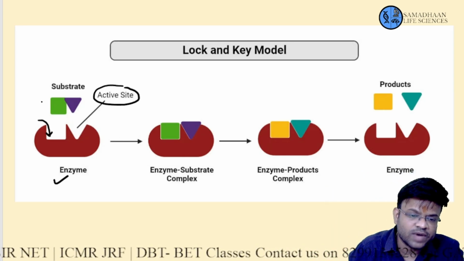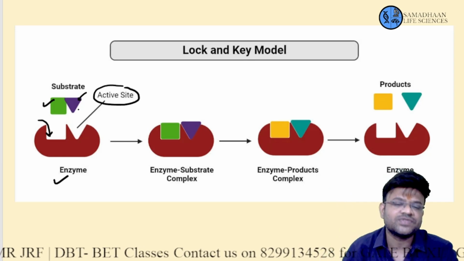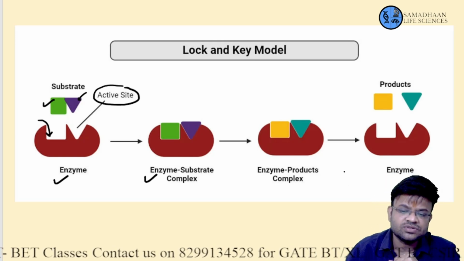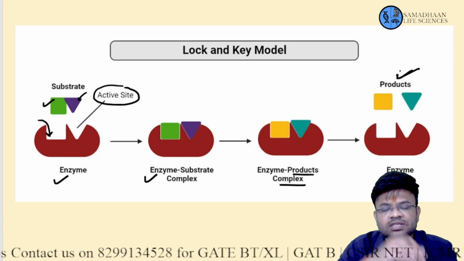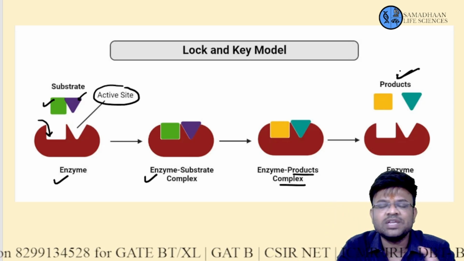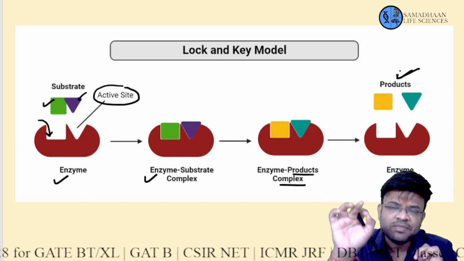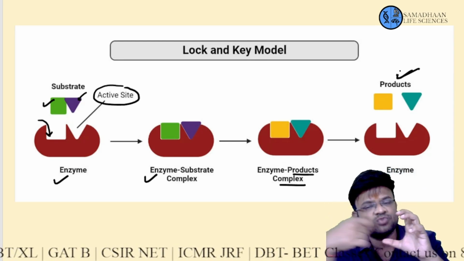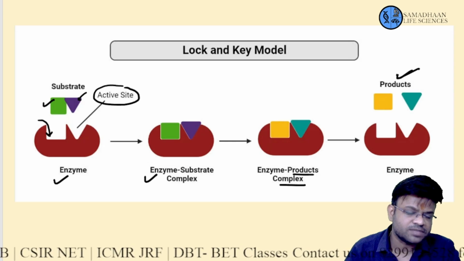As you can see, this is a square structure and this is a triangular structure. They will fit completely inside the groove of the active site like this. So the enzyme substrate complex is formed, and this leads to the formation of the enzyme product complex, and finally the products are released from the enzyme. This is called the lock and key hypothesis. If I want to explain it in one sentence, it simply means that in the lock and key model, the enzyme and the substrate are in perfect complementarity with each other, and both of their structures do not change. So this is about the lock and key hypothesis.